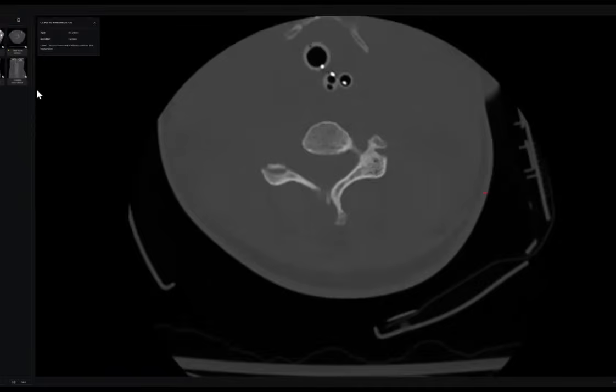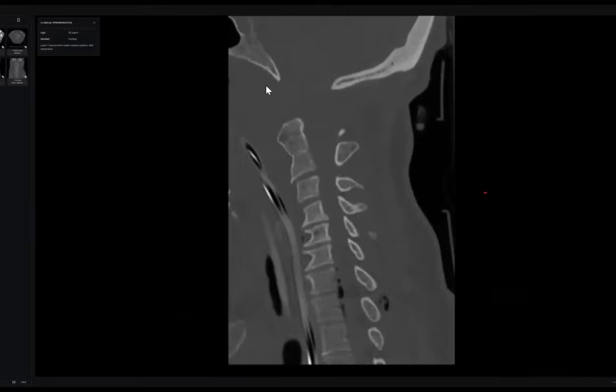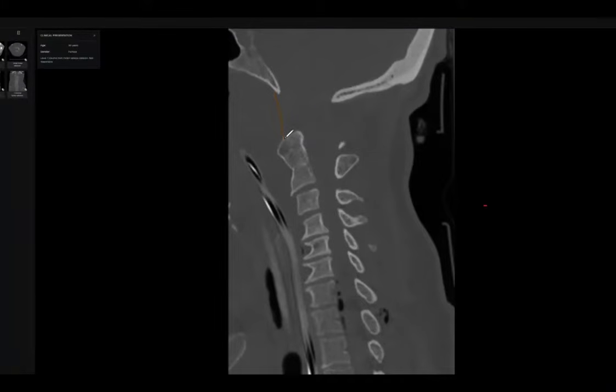One of the basic cases, by the way. What happened here? This is a motor car accident. The basion, we measure the distance from here to the tip here. It should not be more than 10 mm. But by your eye, it is very clear that this is a very decreased distance. Okay, so this is a sign of atlanto-occipital dissociation. This is a life-saving case, very important.